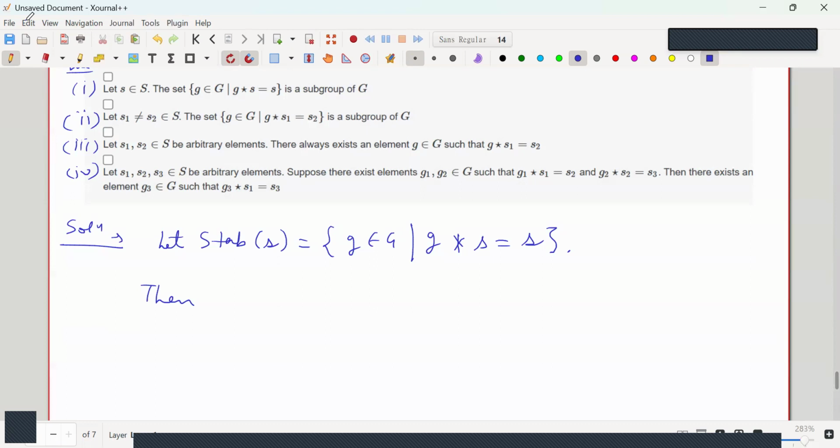So first of all, we should always check the closure. That's the first property. Okay. So is it closed?